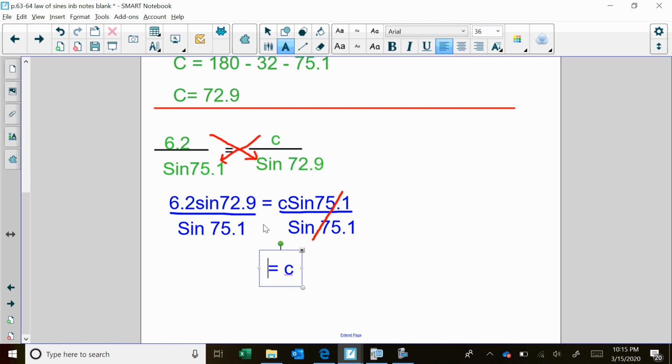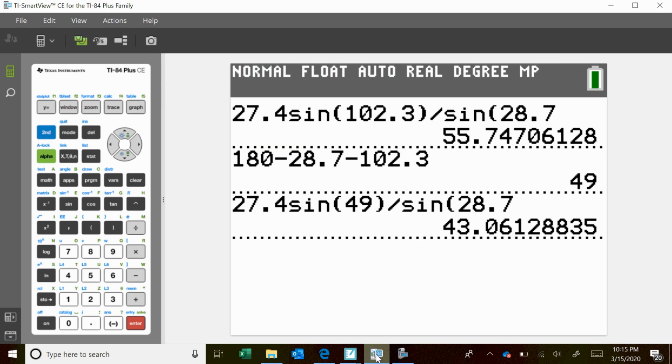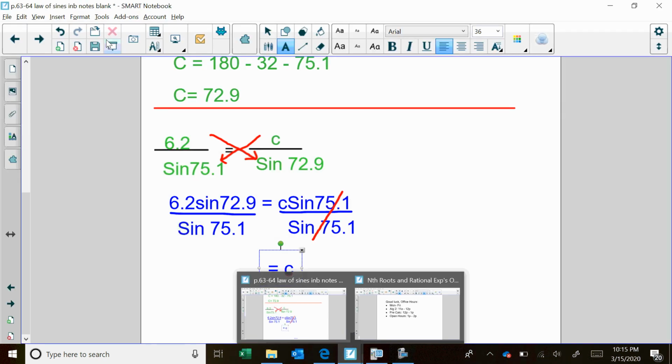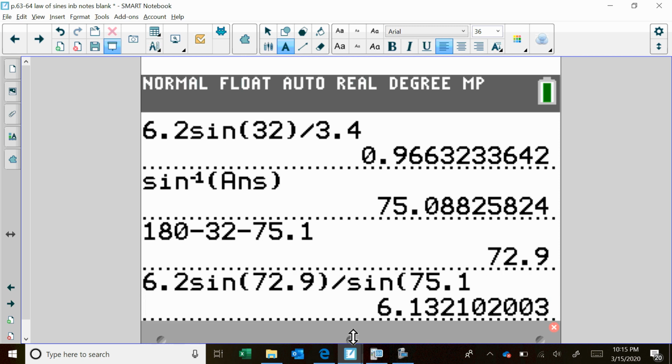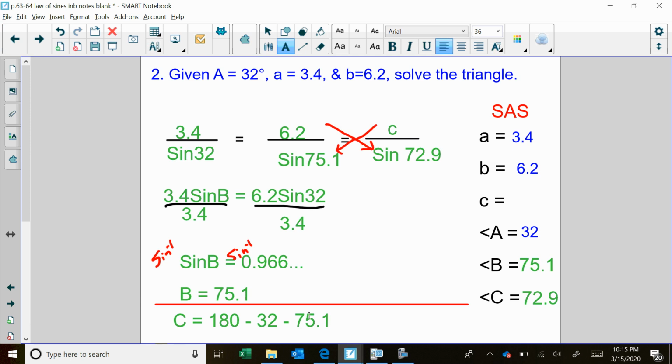So now it's just one more calculation. We got a good division right here, 6.2 sine 72.9 divided by sine 75.1. And there it is, 6.1. So our final calculation for little c is 6.1.